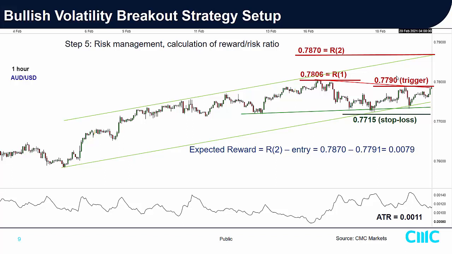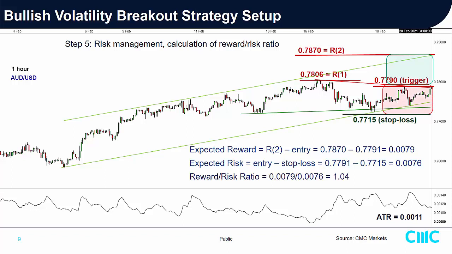On top of that, by having this expected reward, is it worthwhile to take the risk, which will be my entry level at 77.91 minus my stop loss level, which I derived earlier based on 1.5 of the ATR level, which is 11 pips, which is 77.91 minus 77.15, will give me the expected risk. That means the amount that I will lose for one trade will be 76 pips. So I get these two, reward and risk, I divide, and I get 1.04.